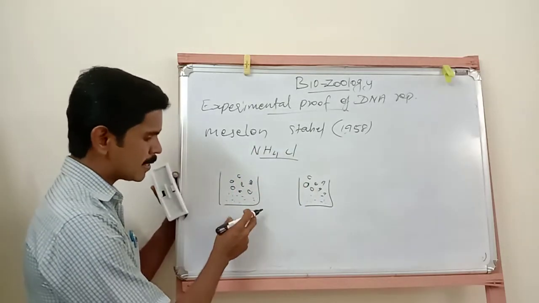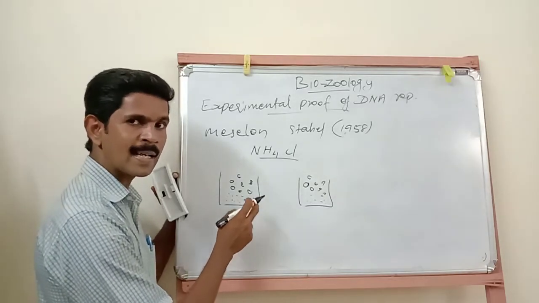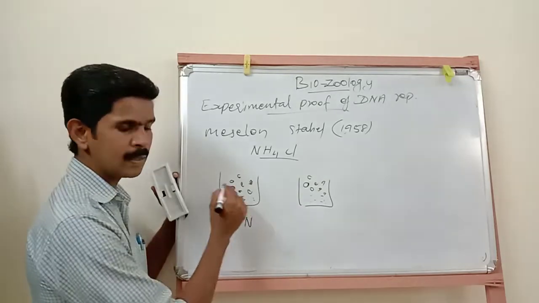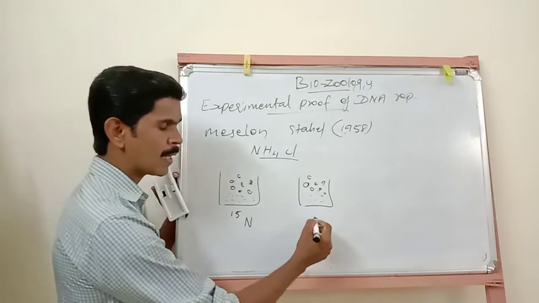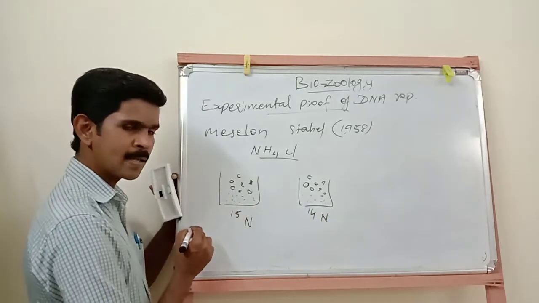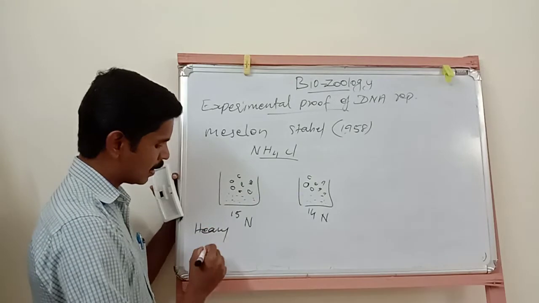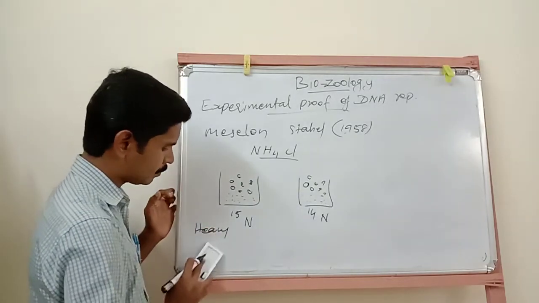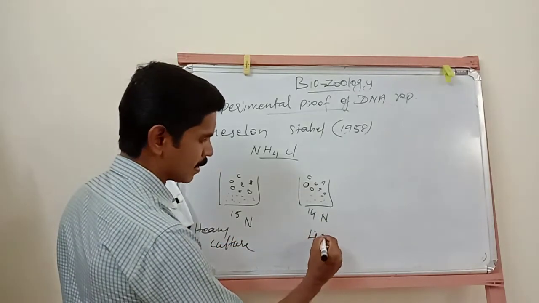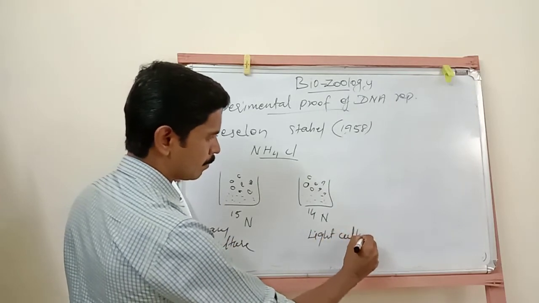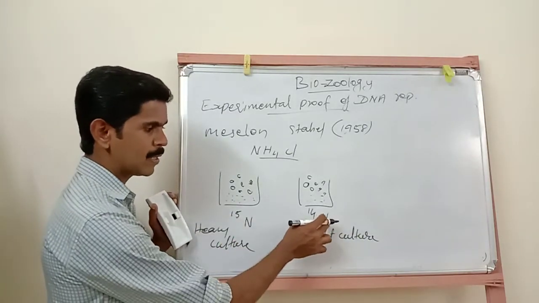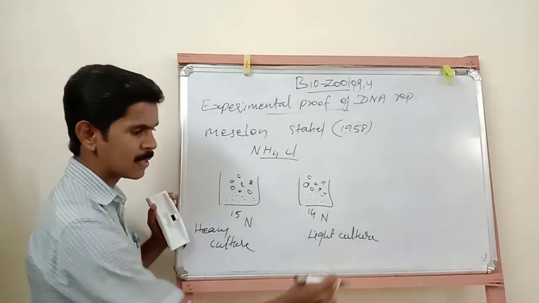Then in one culture medium they added the heavy isotope of nitrogen, N15. In the second culture medium they added the light isotope, N14. So this culture medium was considered as the heavy culture medium, and this culture medium was considered as the light culture. In this culture medium N15 was added, in this culture medium N14 was added. It was considered as heavy culture and it was considered as light culture.